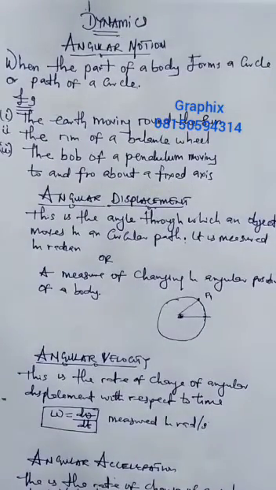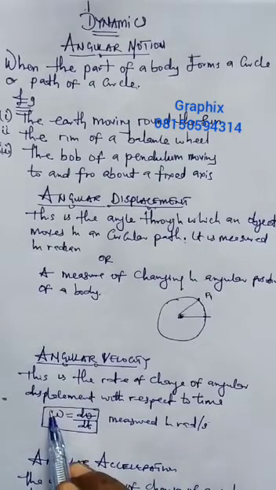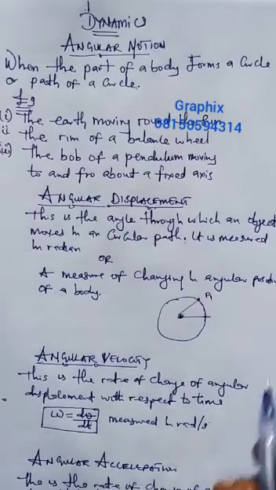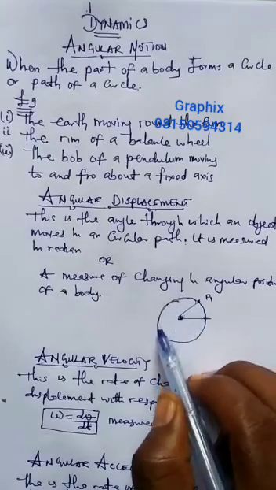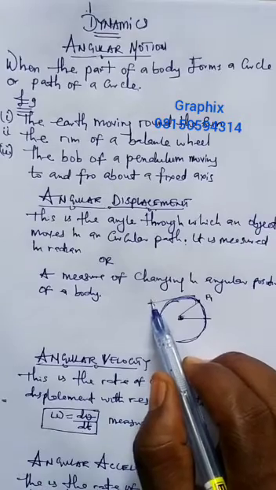So we'll be going into what is called angular velocity. Now, the angular velocity is the rate of change of angular displacement with respect to time. It is represented using the symbol omega, equals to what? The change in angular displacement over what? The change in t.